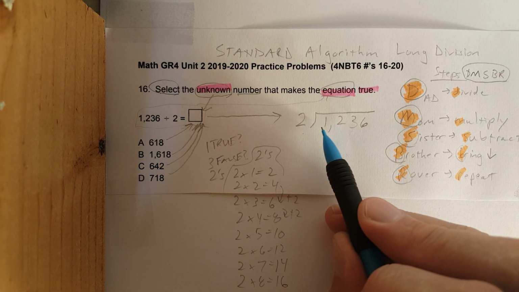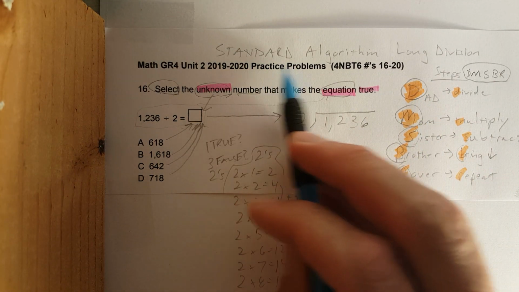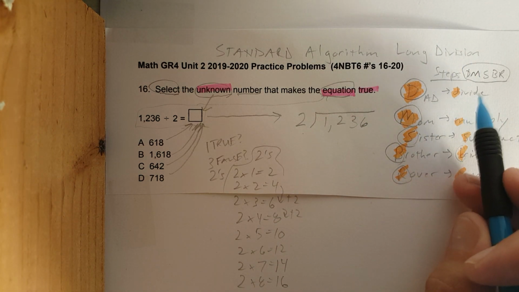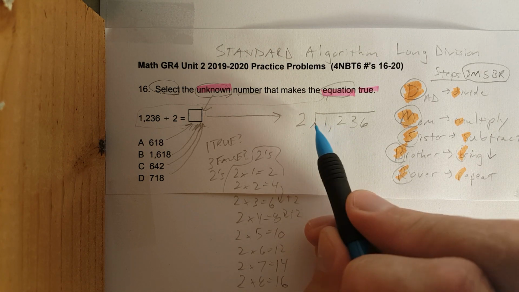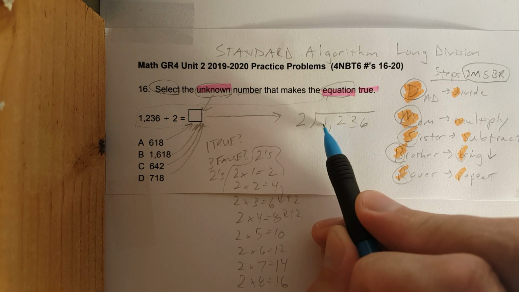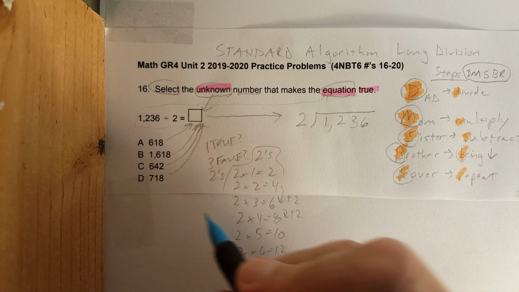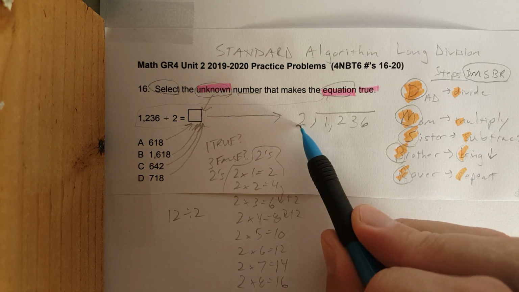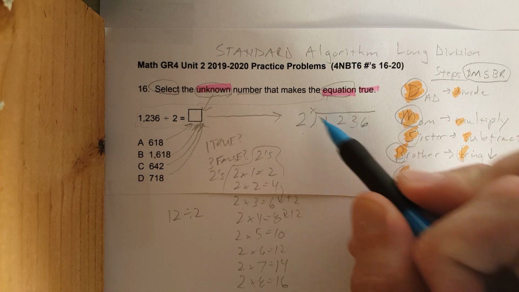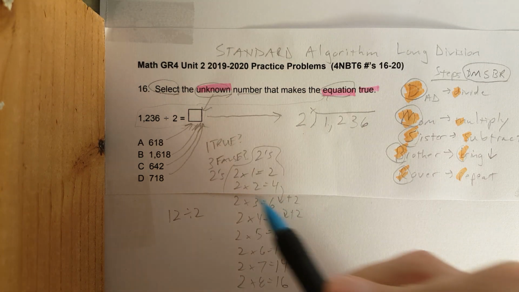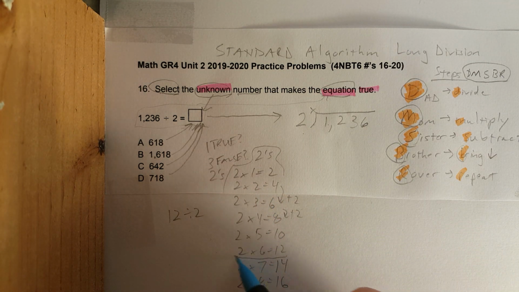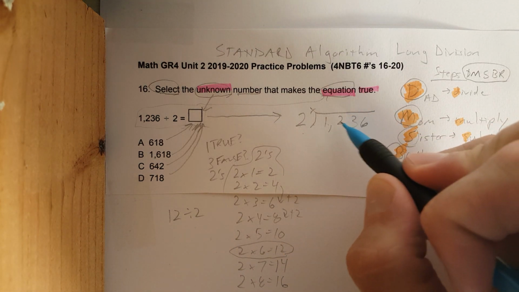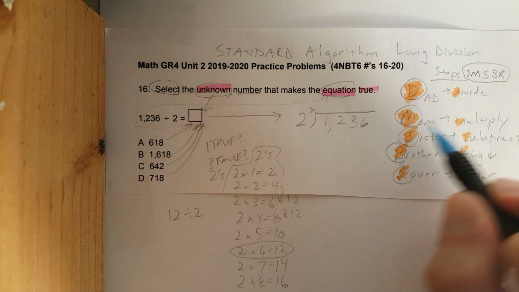All right, let's go through this process to do standard algorithm long division. Dad. We need to divide first. 1 divided by 2, we can't do that. So let's go to 12. This is like 12 divided by 2. What number times 2 gets me close to 12? 6 times 2 gets me 12.